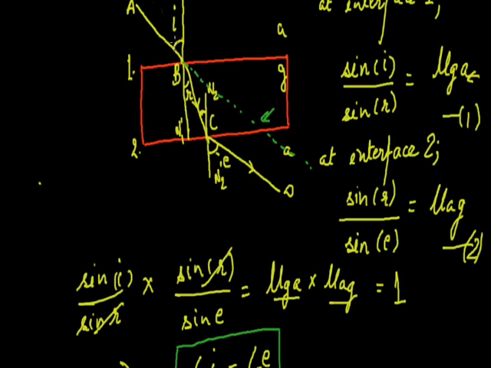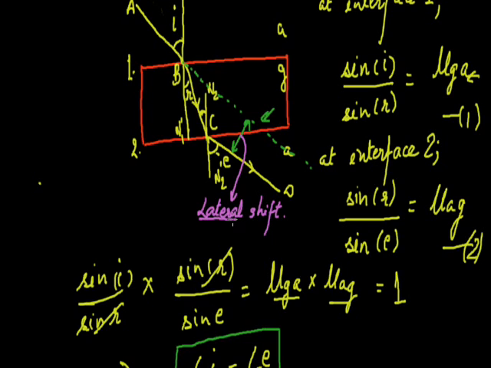Now, because of the same values of angle I and angle E, we come to know that these two directions, one the original direction of the incident ray and the other the emergent ray's direction, are parallel to each other. The shortest distance between these two parallel lines is said to be the lateral shift or the lateral displacement.